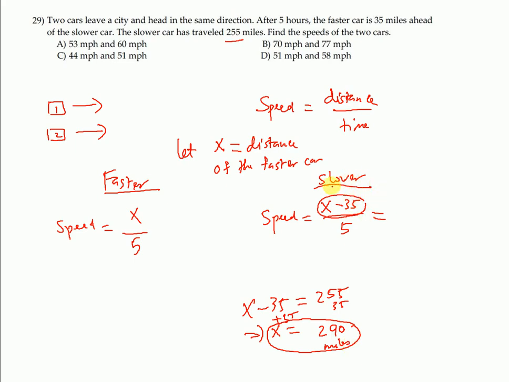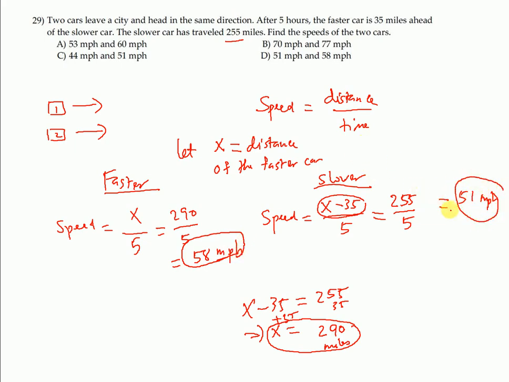So x is 290 miles, right? Now, for the speed of the slower car, I know that it traveled 255 from the given problem over 5, and that gives me 51 miles per hour for the slower one. Now, the faster one, we solved for x using this information, so we know that the miles is 290 and the time is 5, so 290 divided by 5 is 58 miles per hour, and this one is 51 miles per hour. So one is 51, the other one is 58, which is D.